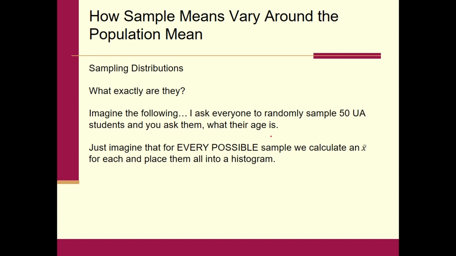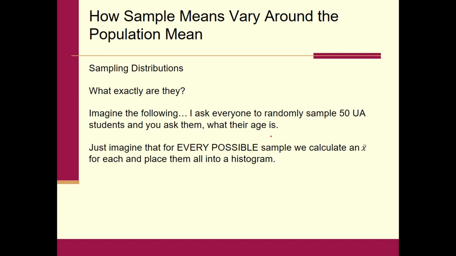So just imagine a large university that has 20, 30, 100,000 students, and you take a sample size of 50, 100, 200 people. How many different samples can you get there? It's an immense number, okay? So what you have to imagine is that we're not going to calculate all those things, but we can imagine what's going to happen.